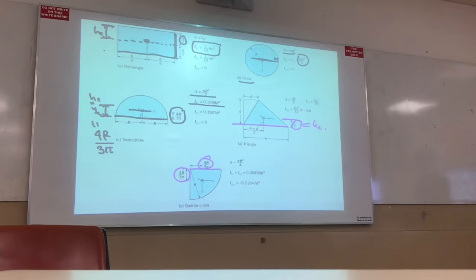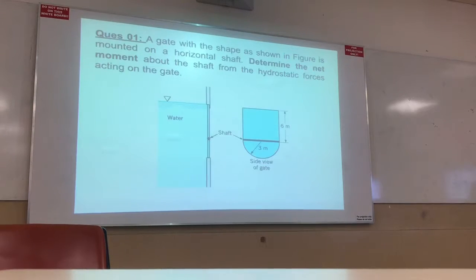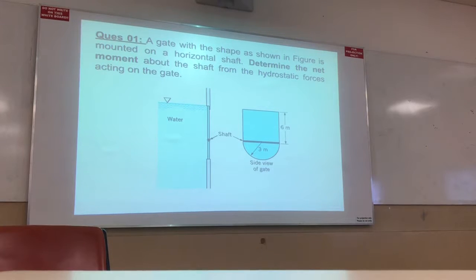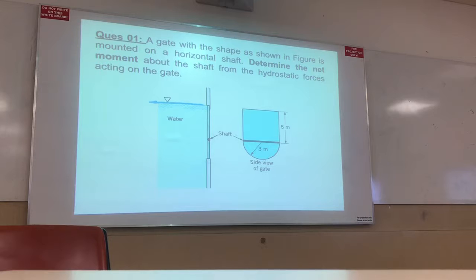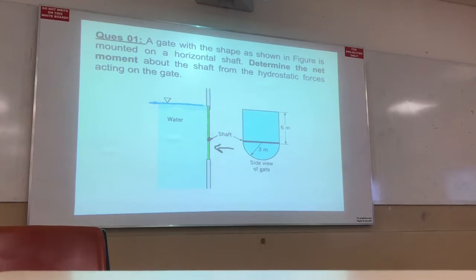You can use it. Okay, so the first question is related to a gate. A gate with the shape. So this is the gate, not this one. This indicates the water surface. So this indicates the surface of the water. Okay? And this indicates the gate. You take a look. The green part indicates the gate, and the black one indicates the shaft. Okay? If you look in this view, you can see the gate is something like this.